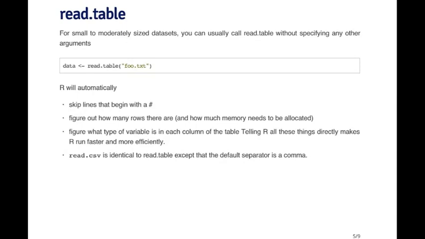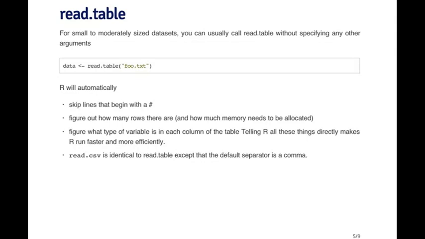It will automatically skip any lines that begin with the comment symbol. It will figure out how many rows there are, and it'll figure out what type of variable is in each column of the table. You can tell R all these things if you want to, and the reason you might do that is to make it run faster and more efficiently. With small and moderate-sized data sets, there's usually not much advantage to doing that because it'll be pretty fast and pretty efficient as it is.